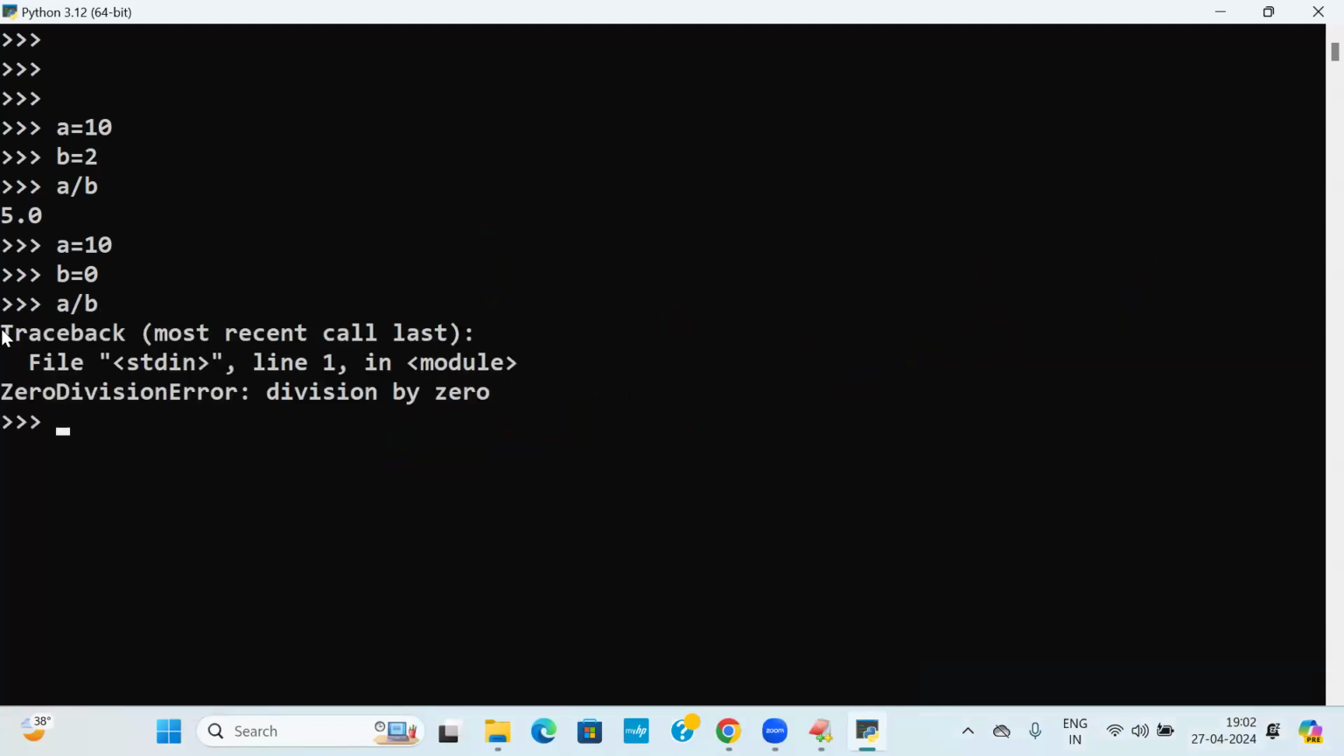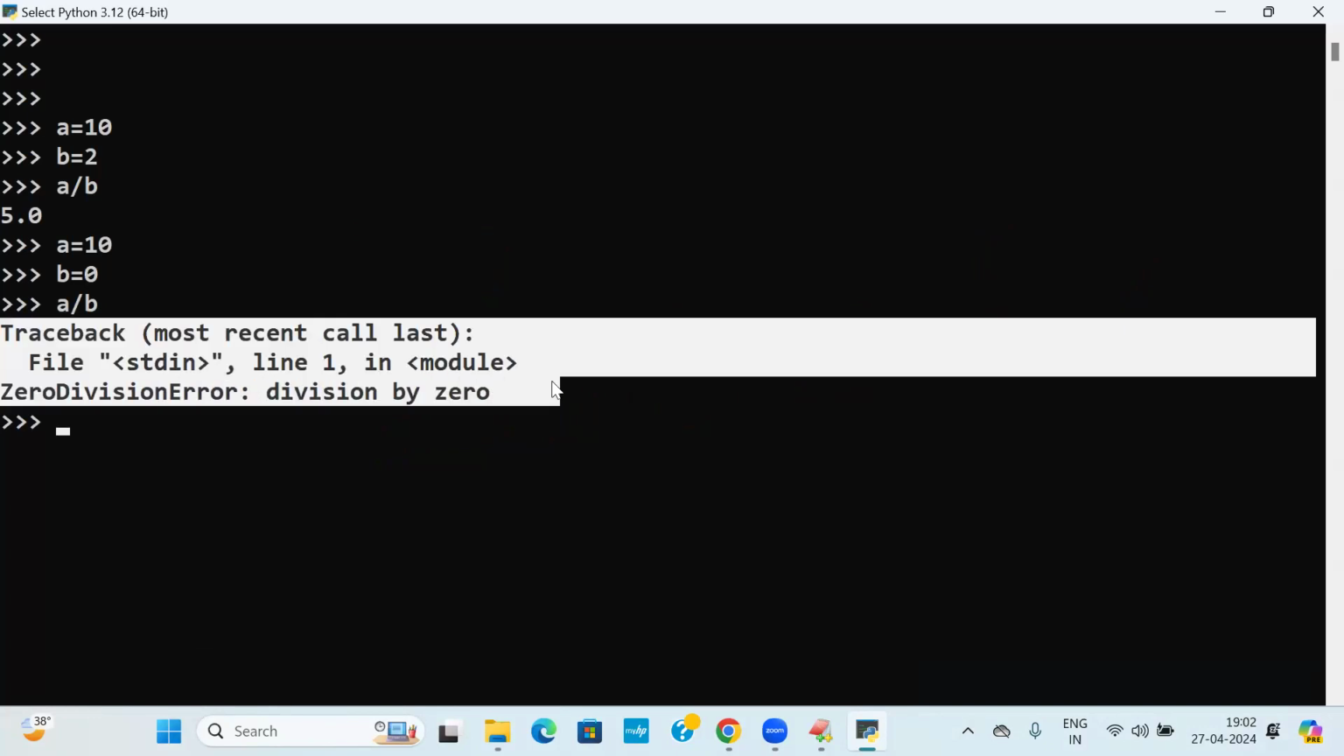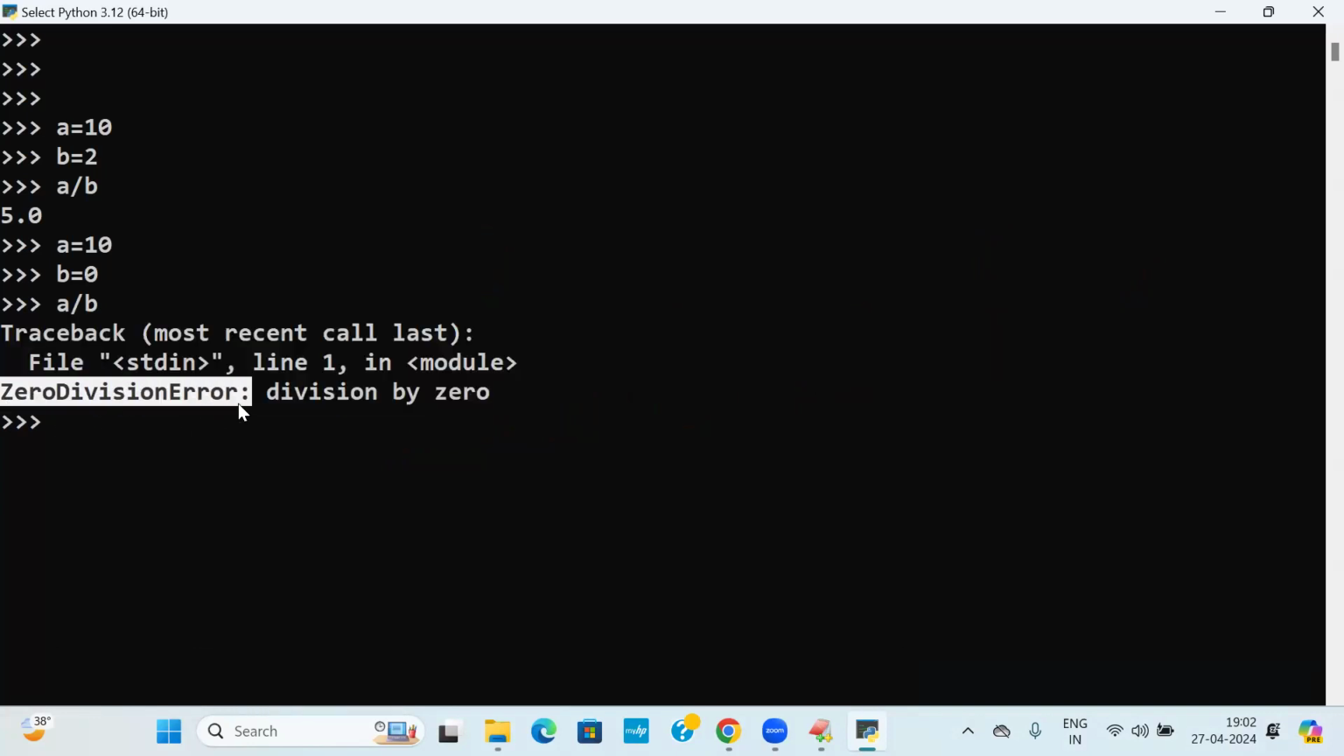Zero division. This is known as what? Technical error message. Who will understand? Only a programmer can understand. Who will not understand? The end user. How can I convert it into a user-friendly error message? Now I am writing exception handling syntax.